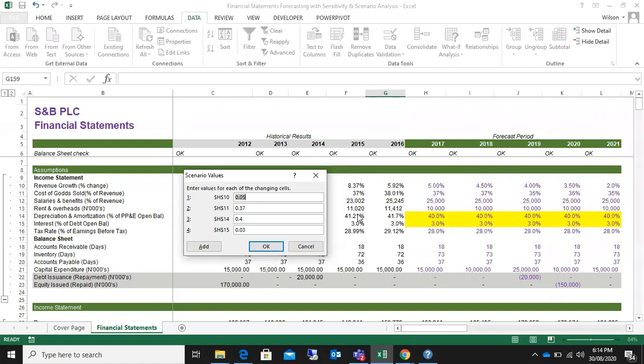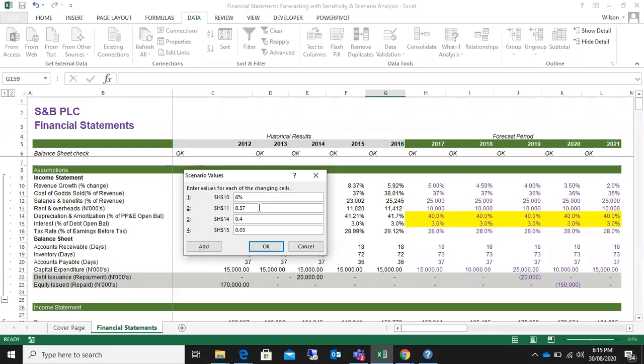Now, I want to define the optimistic case. So, the optimistic case will be a situation like this. You will come here and you will say, this is no longer 5%. We don't want it to be 5%. If we are optimistic for revenue growth, of course, it will increase. Please listen. The optimistic case for revenue growth is that we expect revenue growth to be more than 5%. So we can say 6%.